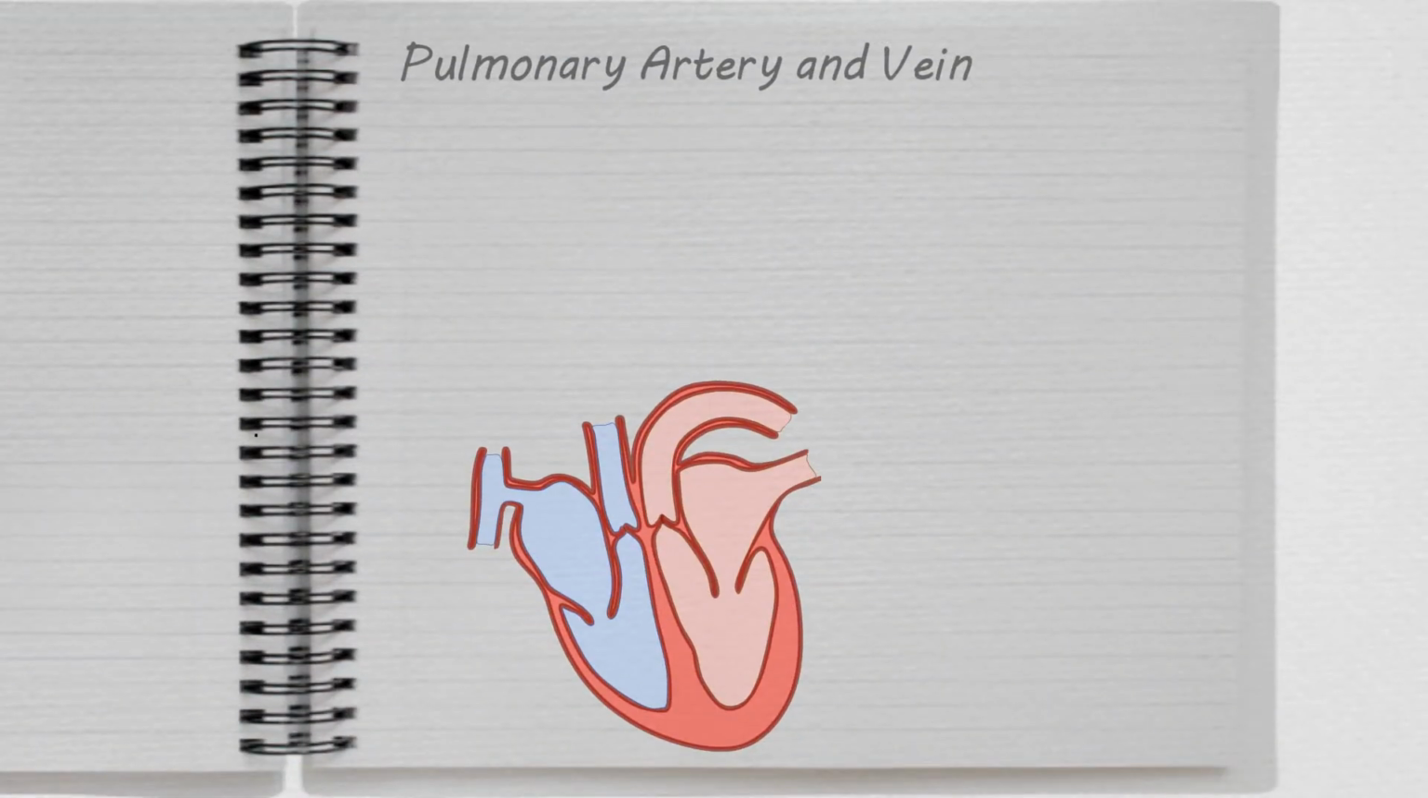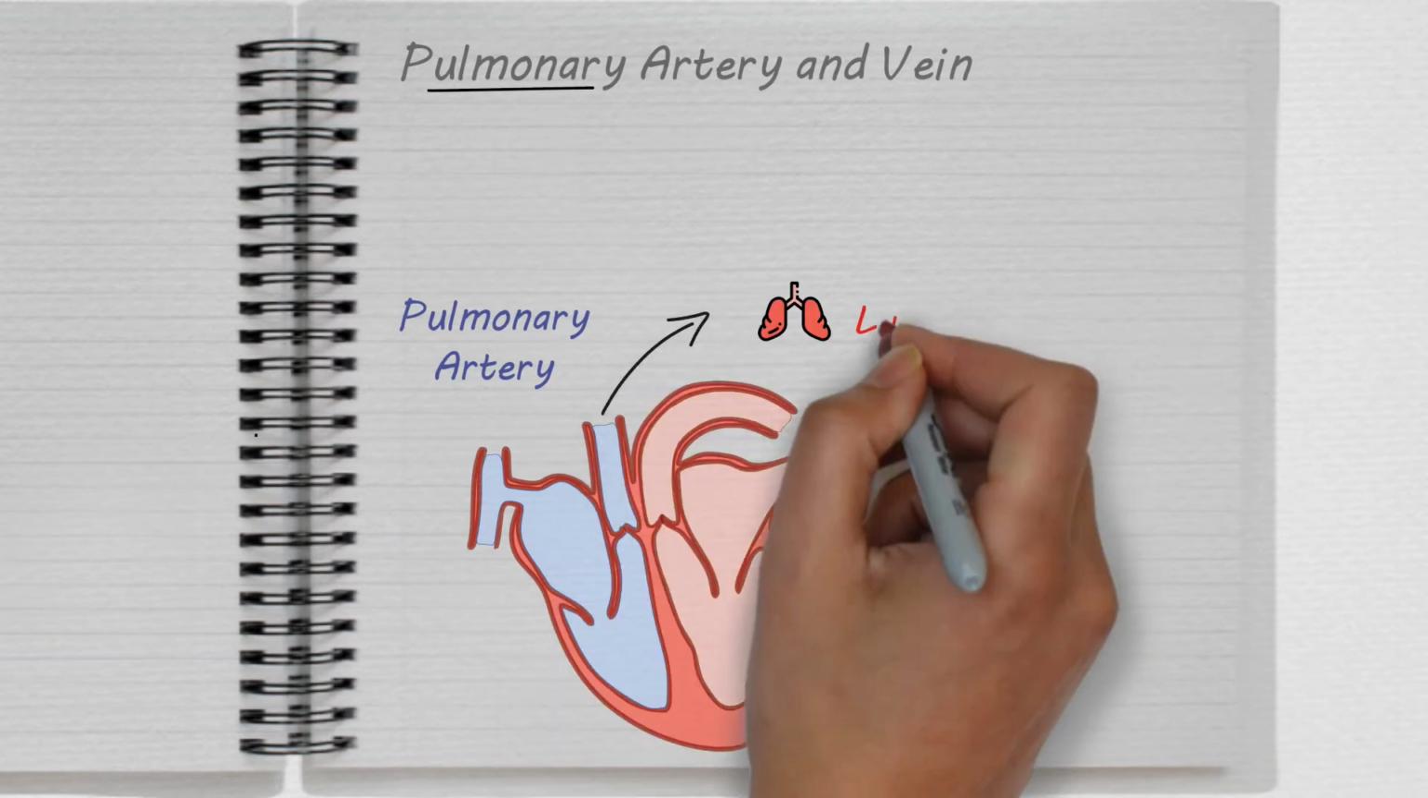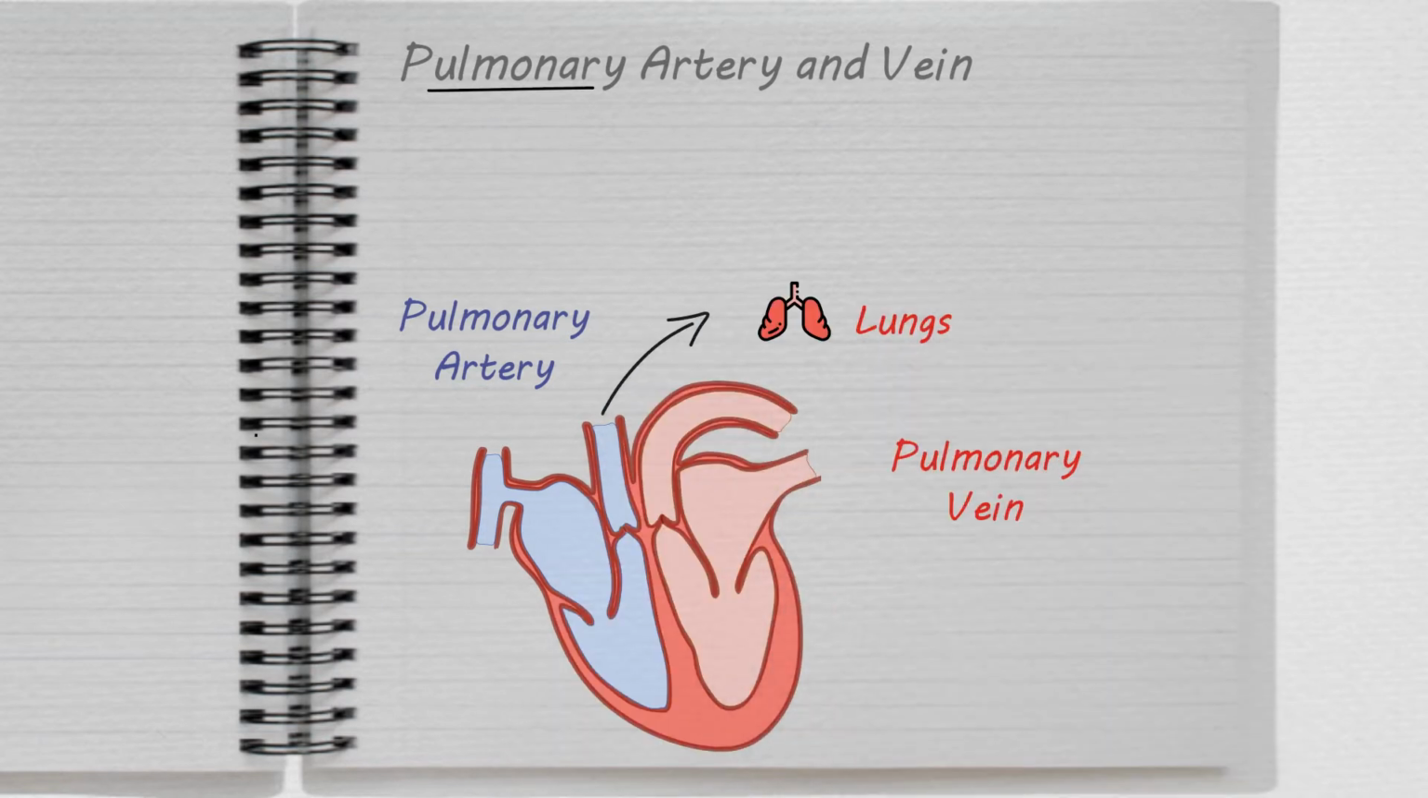Now, one last thing to remember, pulmonary. The pulmonary artery takes blood from the heart to the lungs to get oxygen. The pulmonary vein takes it back from the lungs to the heart. But how do you remember the word pulmonary?